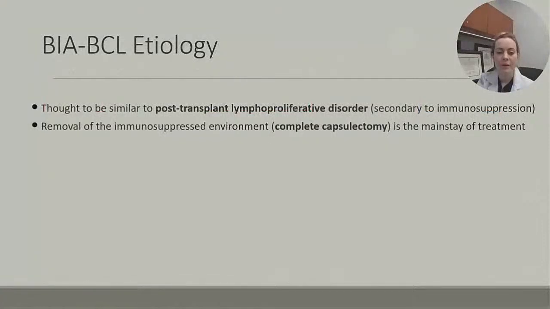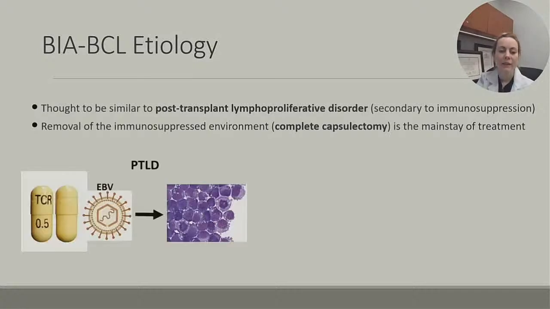Now, the B-cell lymphomas, in terms of understanding them, we think that they're similar to a post-transplant lymphoproliferative disorder. These typically arise in the setting of patients with transplants who are on immunosuppression. And typically the treatment for this is removal of the immunosuppression, which typically causes regression of the disease.